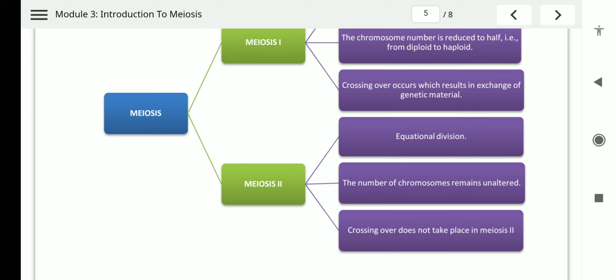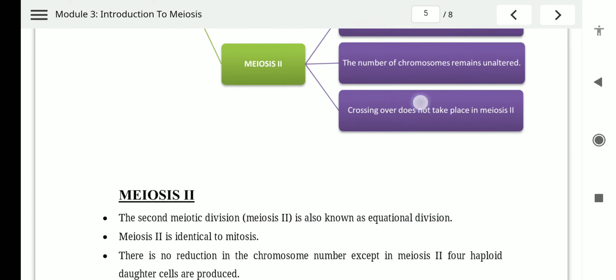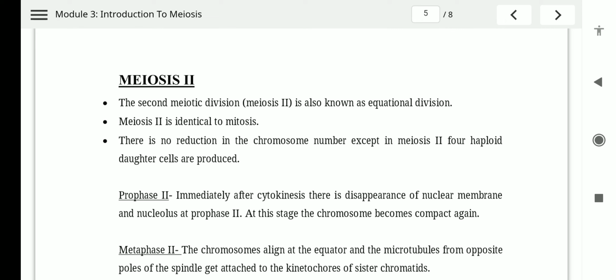So we have to discuss meiosis 2. Meiosis 2, the second meiotic division, is also known as equational division because in this division the number of chromosomes remains the same in the cell. The daughter cells that are formed participate in the second meiotic division, which is identical to mitosis. So the second meiosis is actually a mitotic cell division. So from each daughter cell, again two daughter cells are formed.